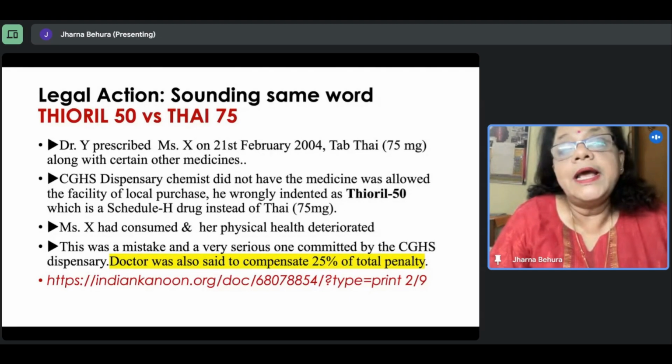He wrongly indented Thioril 50, which is a Schedule H drug used in schizophrenia, instead of Thyroxine 75 mg. Mrs. X had consumed it and her physical health deteriorated. This was a mistake, and a very serious one, committed by the CGHS dispensary. The doctor was also told to compensate 25% of the total penalty.